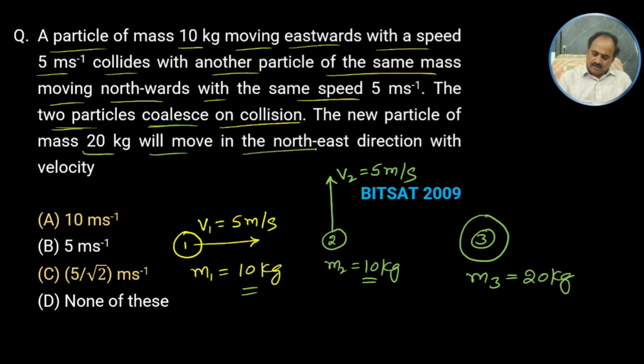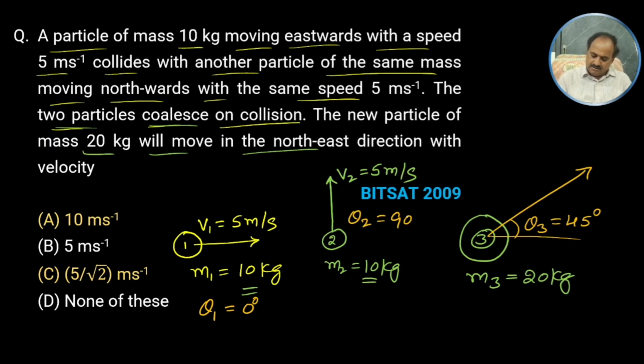This resulting particle will move in the northeast direction, at an angle. Northeast direction means this angle theta 3 is equal to 45 degrees. Now, with respect to east or horizontal, the first one is making 0 angle, the second particle is maintaining theta 2 equal to 90 degrees, and the third one is maintaining 45 degrees.